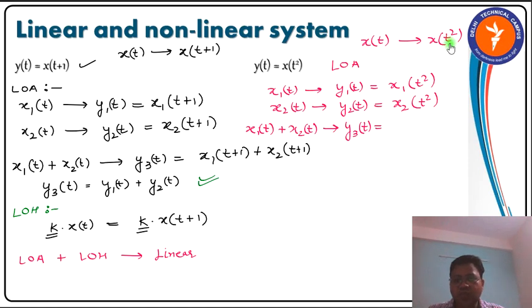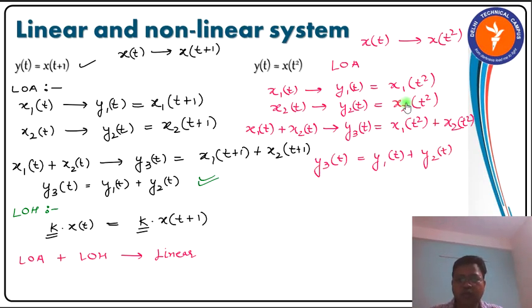The only change in the signal coming is that only the time is changing. So if we are inputting x1(t) plus x2(t), in the output I will get x1(t) squared plus x2(t) squared. Now if I notice, y3(t) is equal to y1(t) plus y2(t), that is, this is equal to the summation of these two. So I will say that it is following the law of additivity. So the law of additivity is verified.